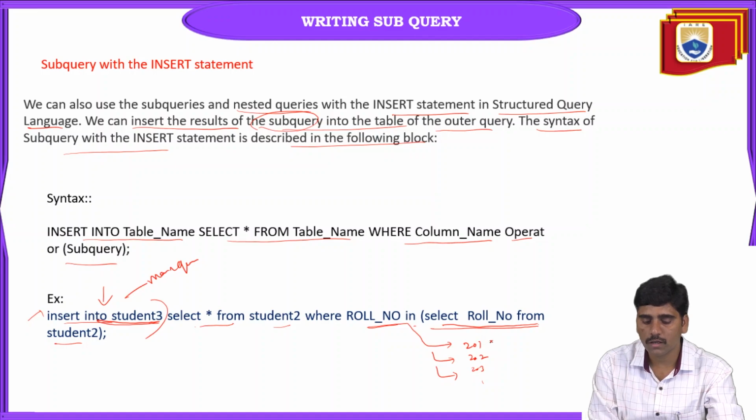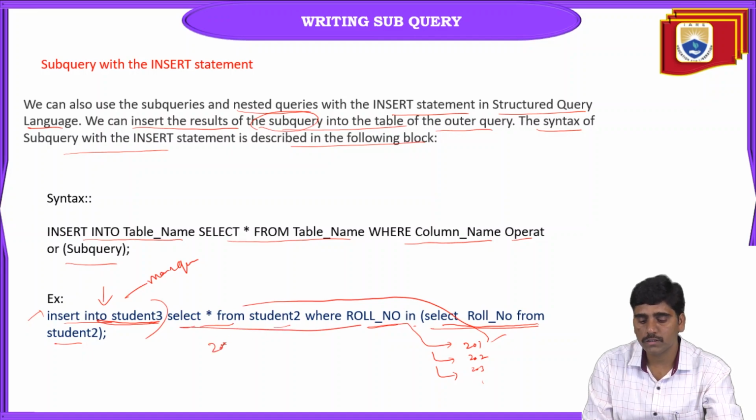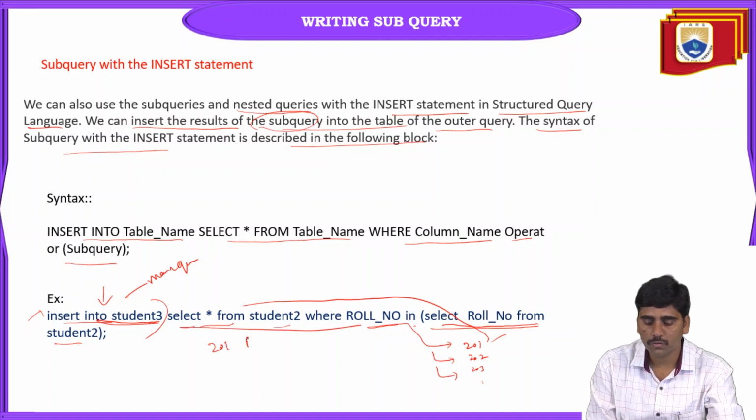So now: select * from student2 where roll_number in (201, 202, 203). Suppose 201 is there, then all the details of 201 will be displayed. 201's name is Ravi, and the college is MLR, Hyderabad.